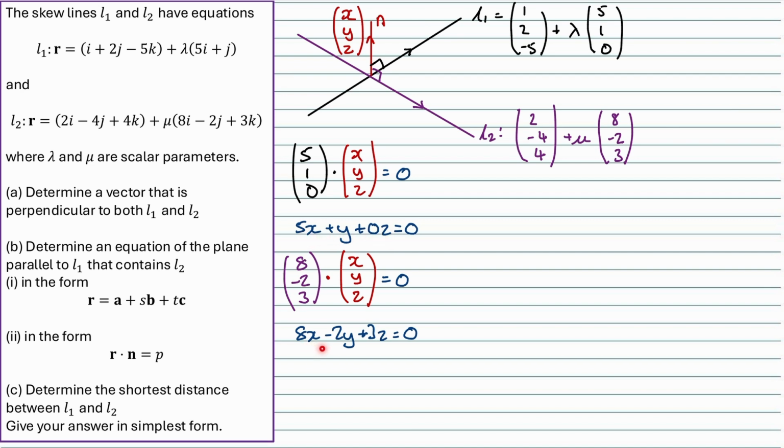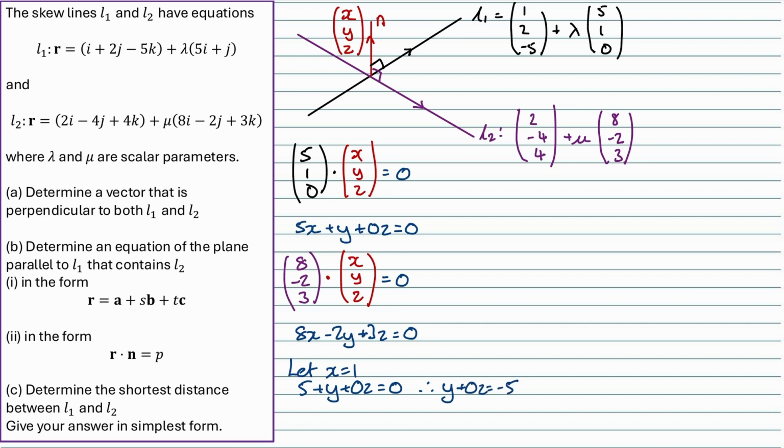To solve these equations simultaneously, we need to pick a suitable value that we know the normal vector will pass through. So at some point, the normal vector will pass through an x value equaling 1. I could have chosen any x value, I've just chosen 1 because it's easy. Then we can substitute this 1 into both our equations. So from L1, we'll get 5 lots of 1, which is just 5, plus y plus 0z, and that will equal 0. So therefore, y plus 0z will equal negative 5.